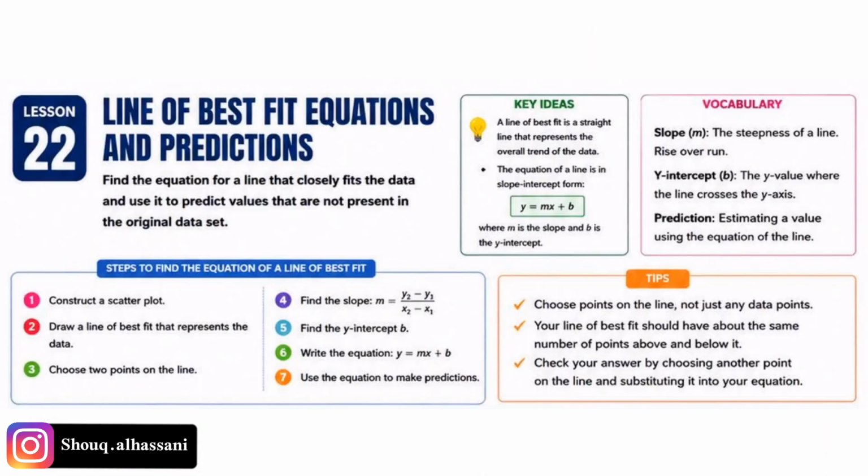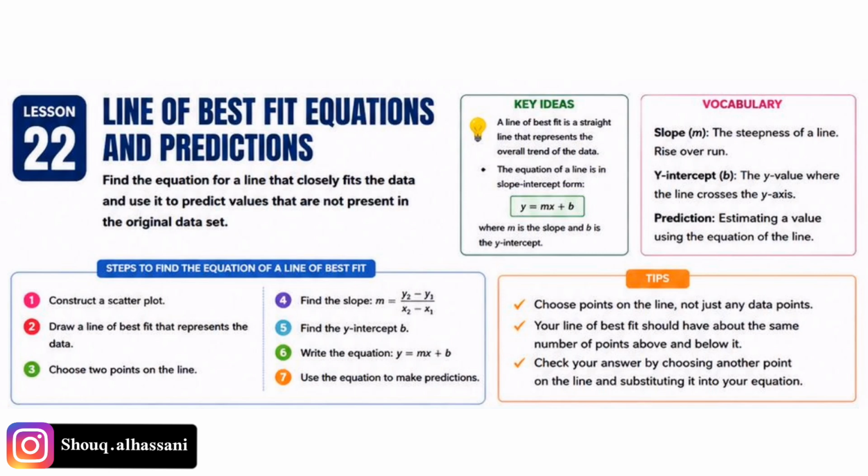We're stepping into something super powerful in data. We're learning how to predict the future using a graph. First, what is a line of best fit? Imagine a scatter plot full of points. The line of best fit is like a leader line. It goes through the middle of the data and shows the overall direction. It helps us see the trend and even make predictions. Let's go step by step like detectives.